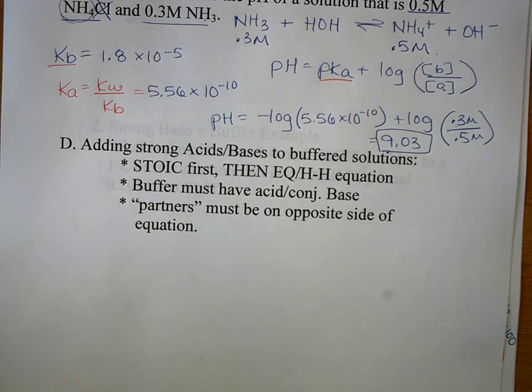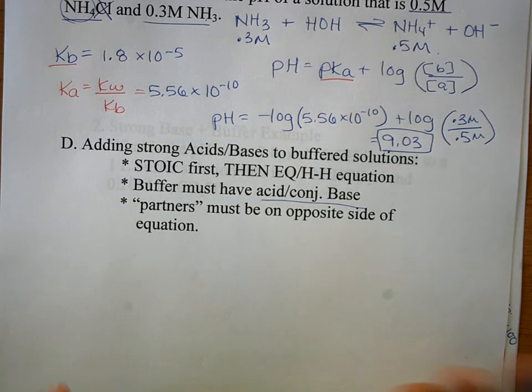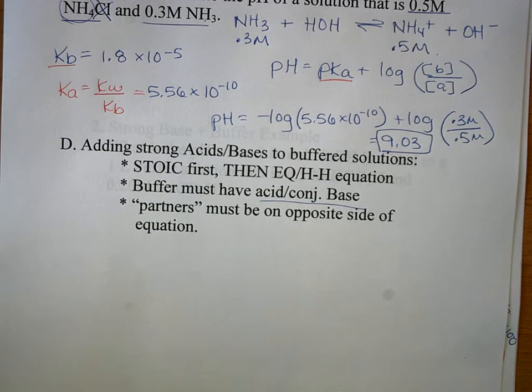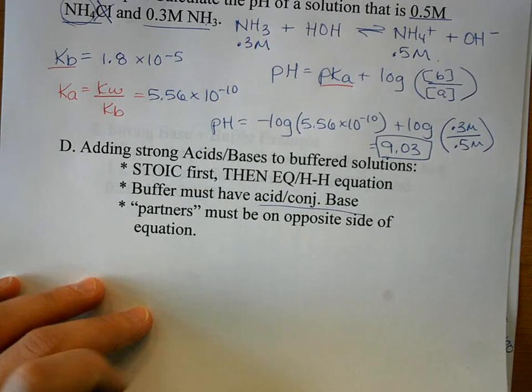And so we have to do a little stoichiometry first, then move on to equilibrium or using the Henderson-Hasselbalch equation. Again, buffer must have an acid and a conjugate base or a base and its conjugate acid. The partners must be on opposite sides of the equation. So in the next part, we'll do 2 examples, one adding a strong acid, one adding a strong base.